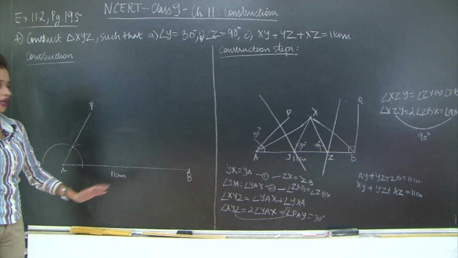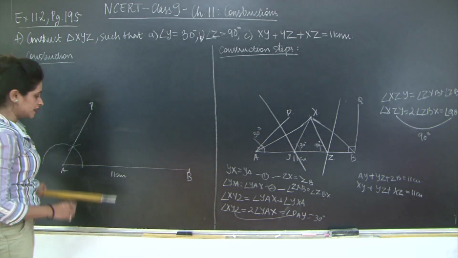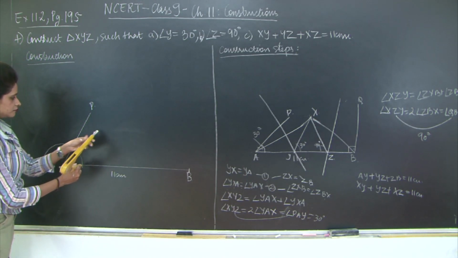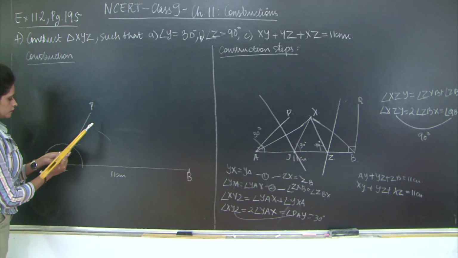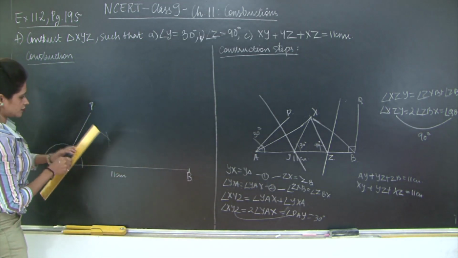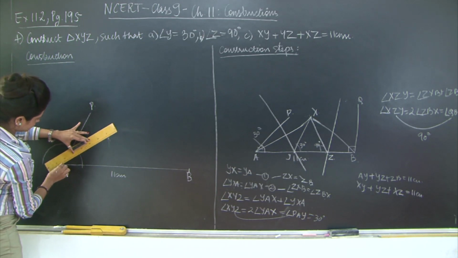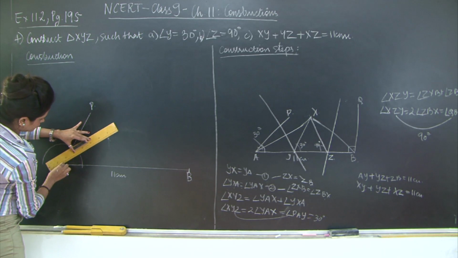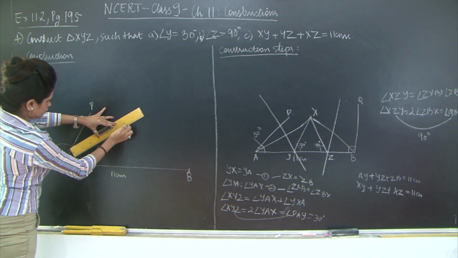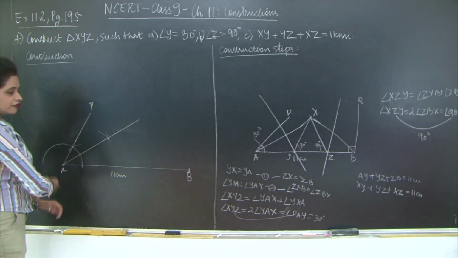Now what we are going to do is draw the angle bisector of PAB. So let's draw the angle bisector of PAB. So this is the point of intersection of the two arcs. You are going to join A to this point. Now we are done with the angle bisector of angle PAB.